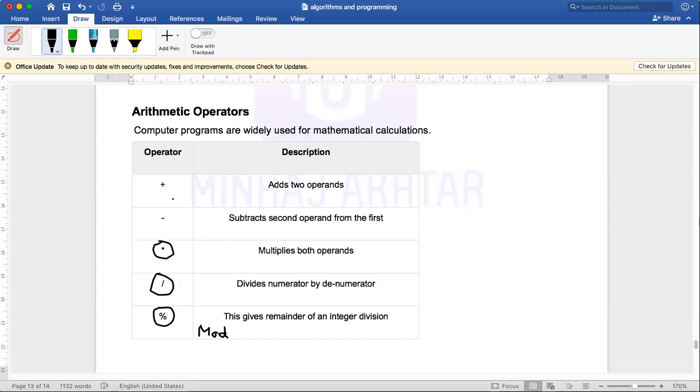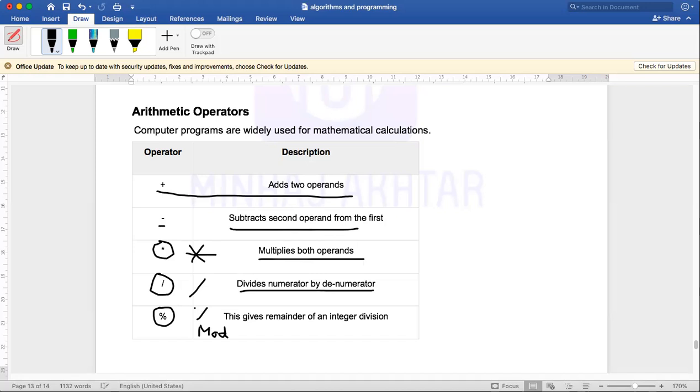So right here in arithmetic operators, yes, it is used in the trace table. Plus is used for addition, minus is used for subtraction. This is an asterisk, I'm going to draw it for you guys. Look, the asterisk is used for multiplication. The slash is used for division, and the percentage is used for the remainder. Remainder means mod in the program. So it's used in the trace table and in programming, multiple things, right? So you can take the screenshot.